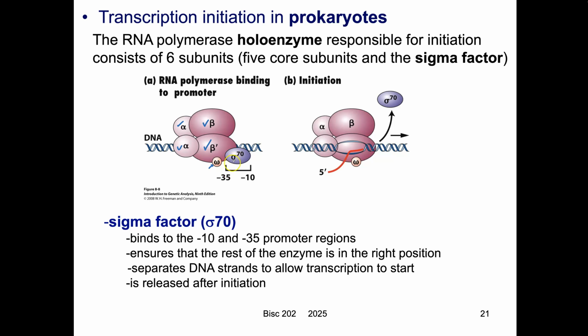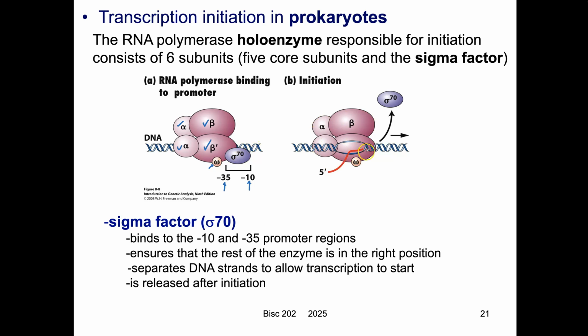And the sigma factor is important because it's the one that actually recognizes and binds to that TATA box in the promoter sequence at -35. And because of the way it binds to the DNA sequence and then to the rest of the protein, or proteins, I guess you'd say, it's responsible for the correct positioning. And it also leads to the separation of the DNA strands, which allows for the transcription to start.